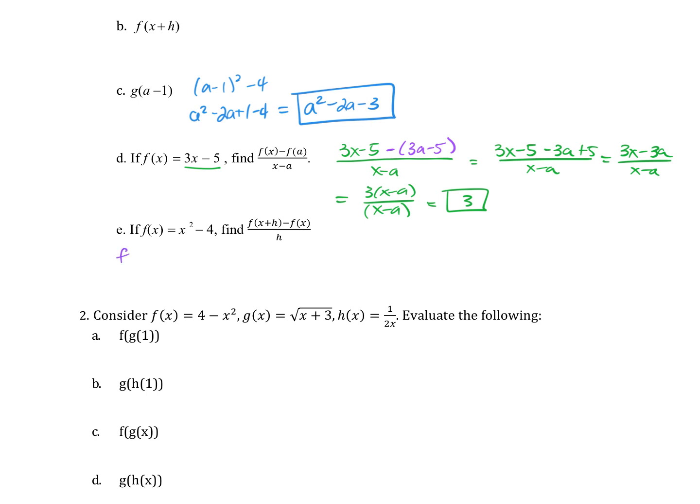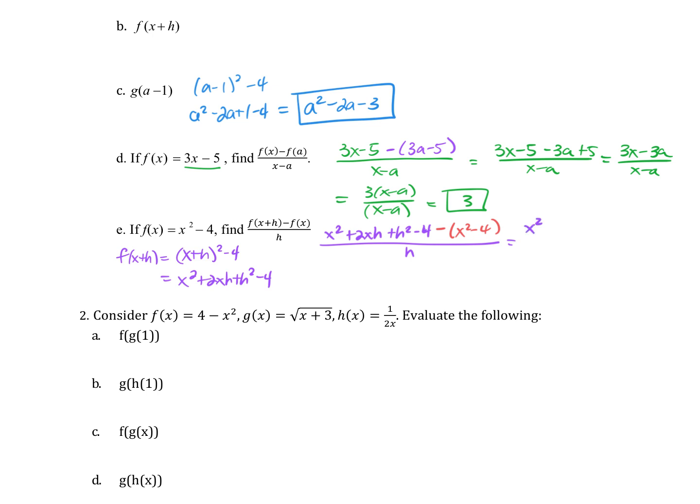f of x plus h is (x plus h) squared minus 4, which is x squared plus 2xh plus h squared minus 4. So you have this minus f of x, which is x squared minus 4, all over h. Okay, simplify.